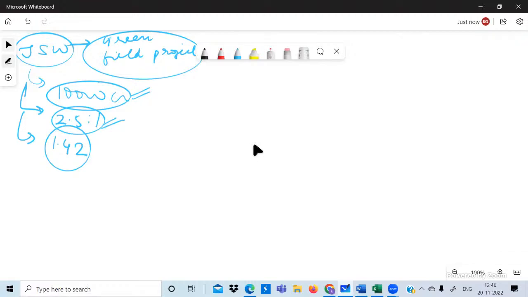Equity, I mean, I can't issue equity. That will take its own sweet time because I'll have to do the road shows, appoint an investment banker, lead manager. That will take time. I'm not waiting for the next 1-2 years. I can't do that.